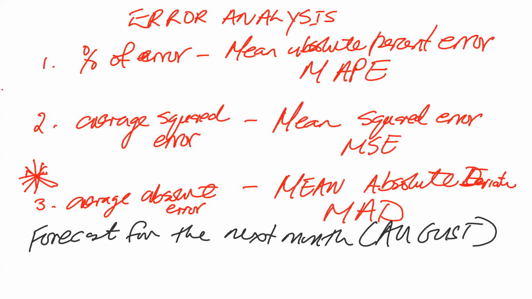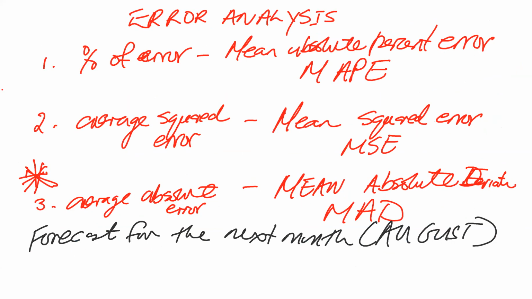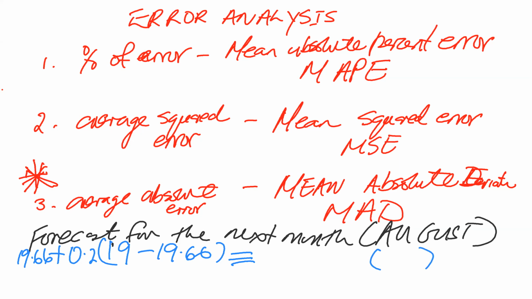So you would go back and look at the information that you need. The last actual observation would be 19. So you would use your 19 and your 19.66. Use your alpha 0.2, and you plus your 19.66. So that would be equivalent to, in your brackets, 19 minus 19.66. So you take out your calculators and you tap in. I know you guys like to use a calculator for everything.